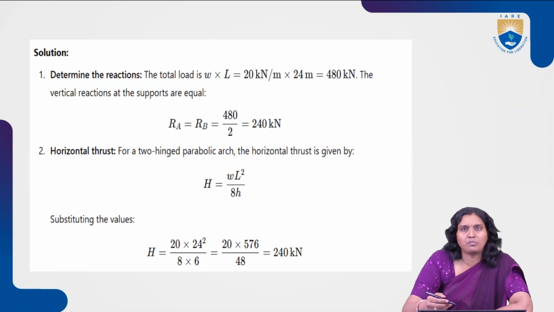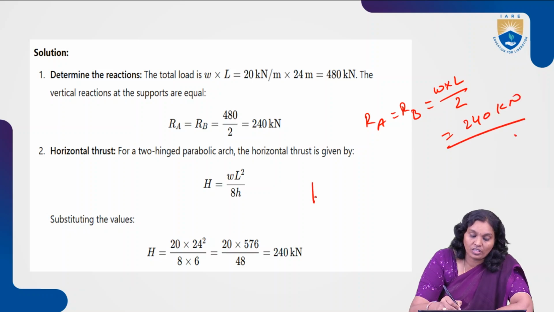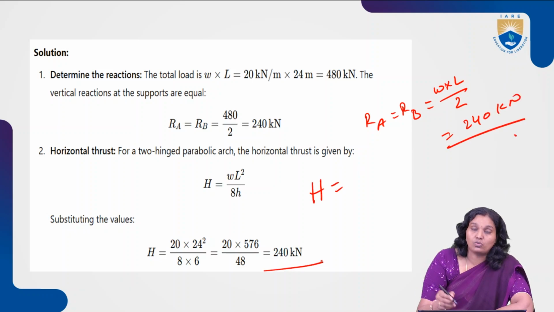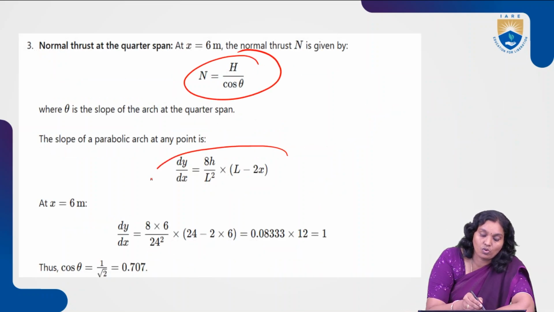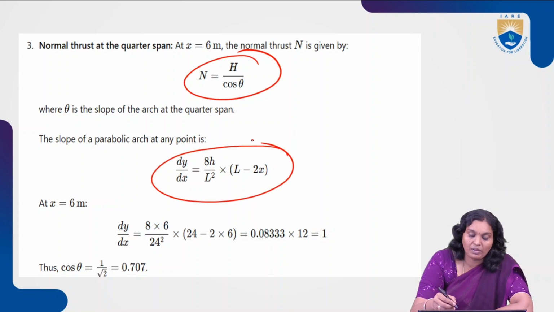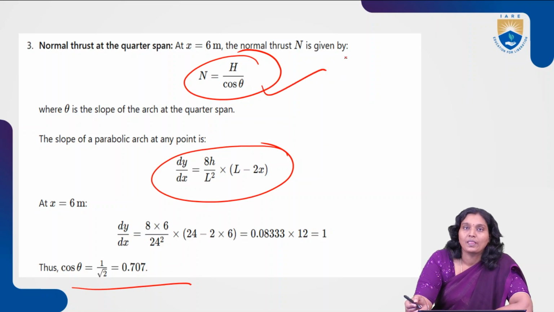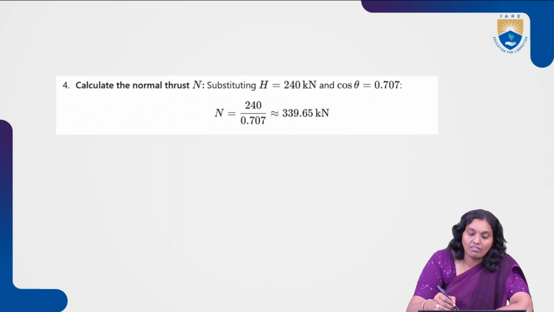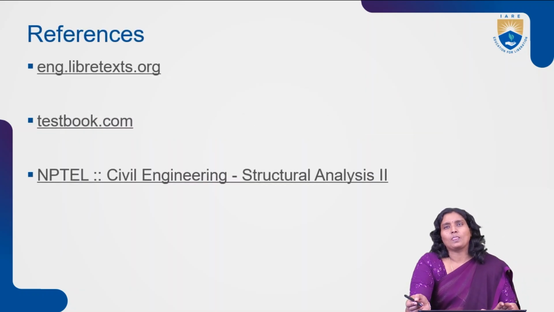Now similarly find out the vertical reactions. RA is equal to RB, and this is the total load over the entire span divided by 2, that is equal to 240 kilonewtons, and find out the horizontal thrust. To find the normal thrust, first we have to find out the slope of the parabolic arch, that is nothing but tan theta. From that, we find out cos theta. Substitute in this formula with the horizontal thrust, and finally we will get the answer. Like this, we are going to understand the normal thrust.